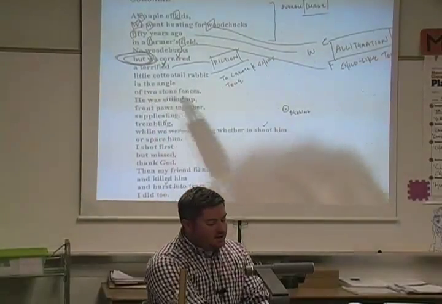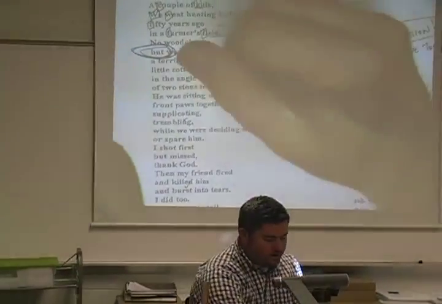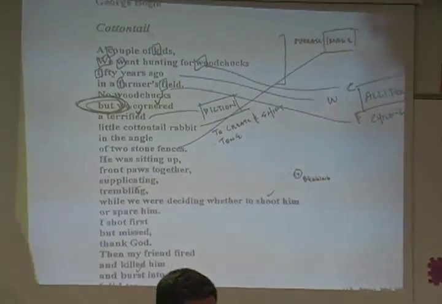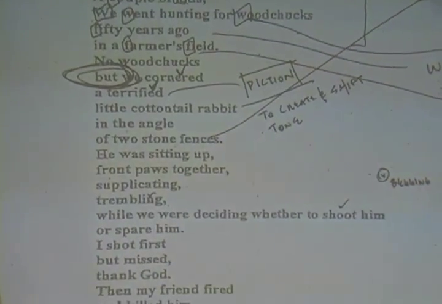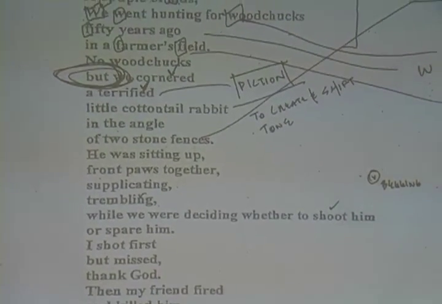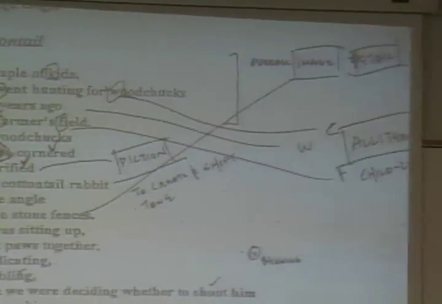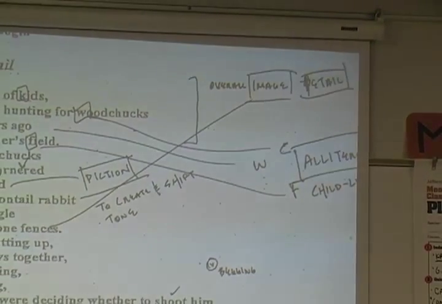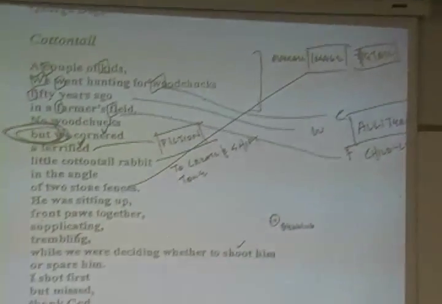We catch him in the angle of two stone fences. Now, this is where I would go with imagery. Right? Because what's the important image and detail? What's the important detail and image in the angle of two stone fences? What, you said what? Trap. It's a trap, but why is it a trap? What detail makes it a trap?